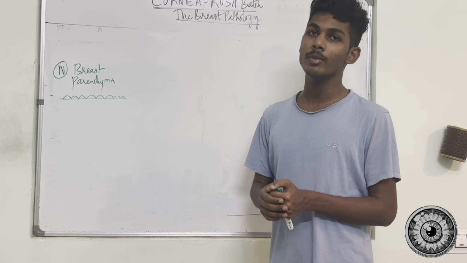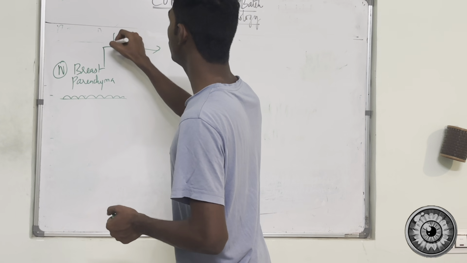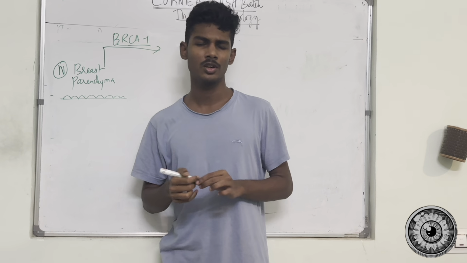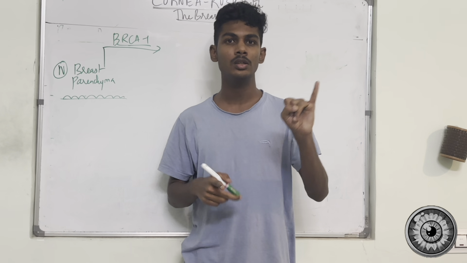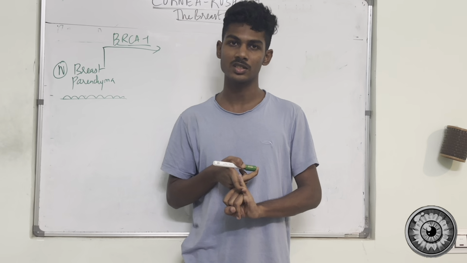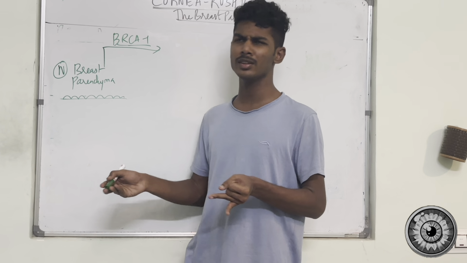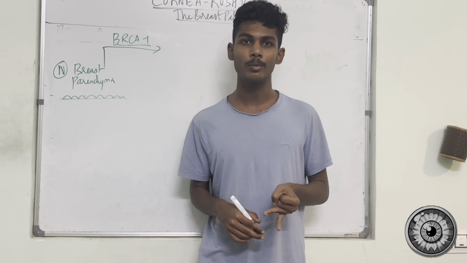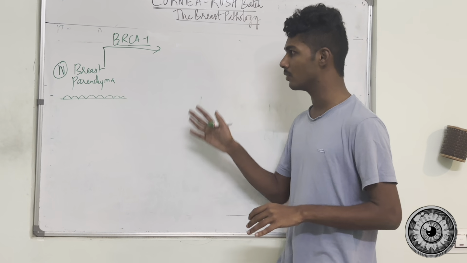So now it's a normal breast parenchyma. This normal breast parenchyma is going to undergo a BRCA1 gene mutation. Okay, now what is BRCA1 gene mutation? I will explain. BRCA1 gene mutation is mostly mutated in triple negative cancers. BRCA2 gene mutation is mostly mutated in estrogen receptor positive breast cancer, that is ER positive breast cancer. Just remember this. Okay, so now there is a BRCA1 gene mutation.